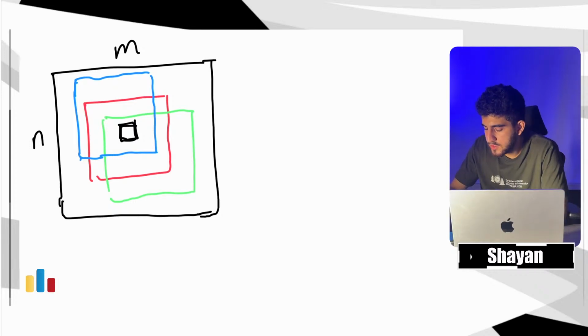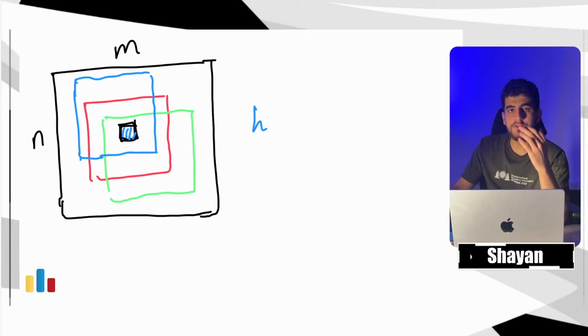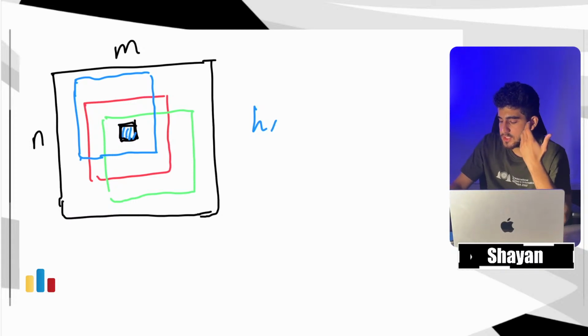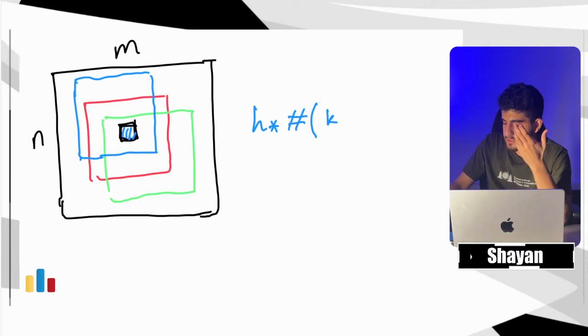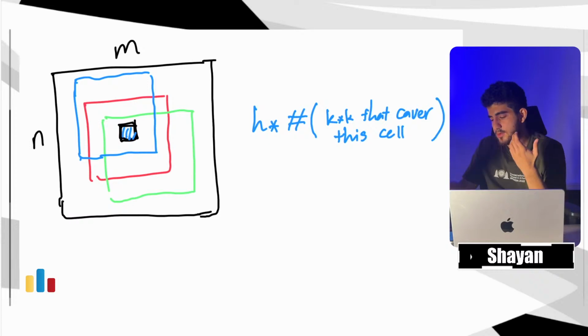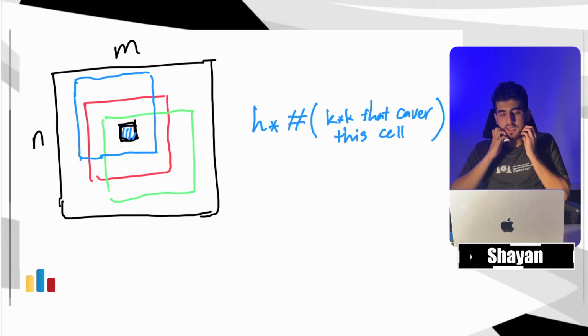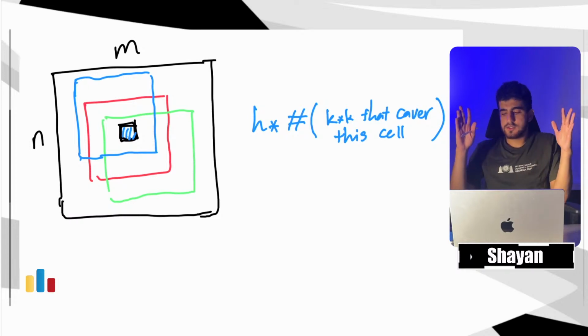And if you put a gorilla here with height h, for example, the value that this gorilla will contribute to your final sum is going to be h times the number of K by Ks that cover this cell. So you need to multiply h by the number of K by Ks that cover this cell. So this is another way that we can look at this problem. Do you all agree with this?